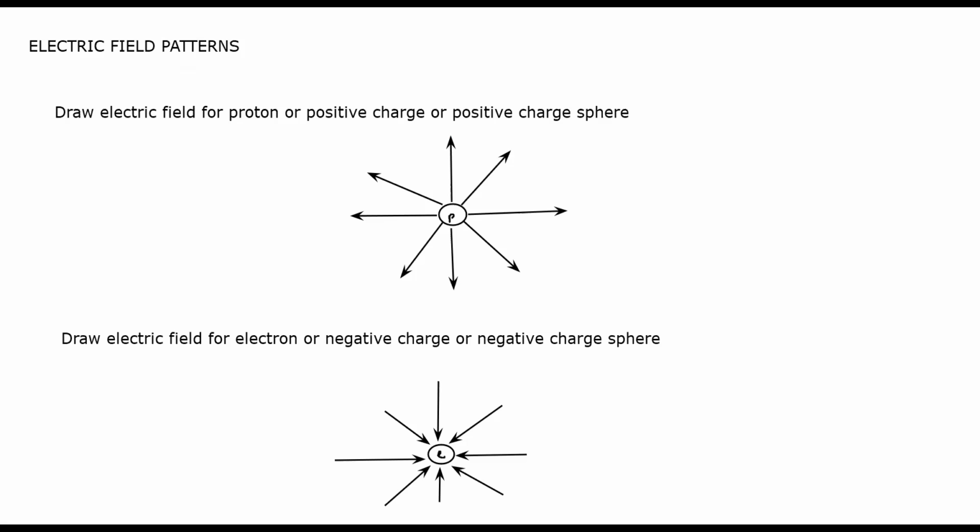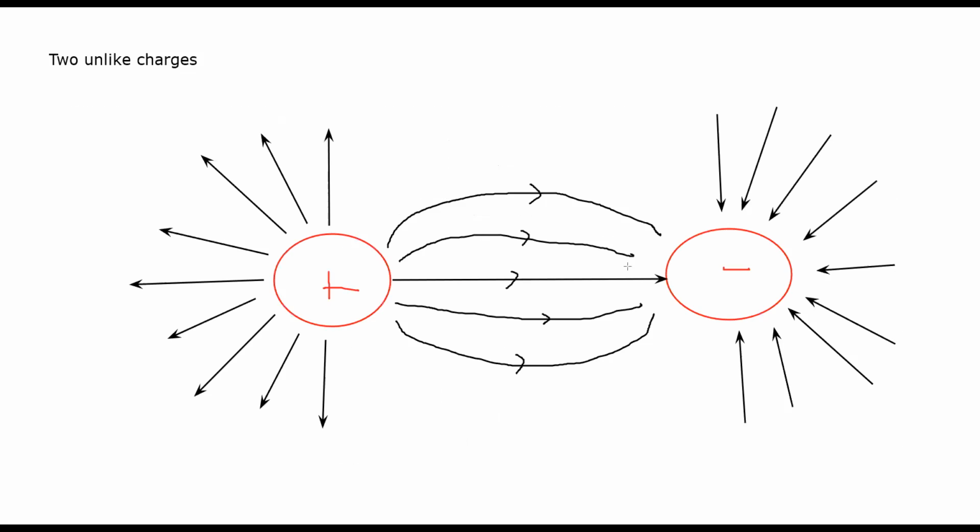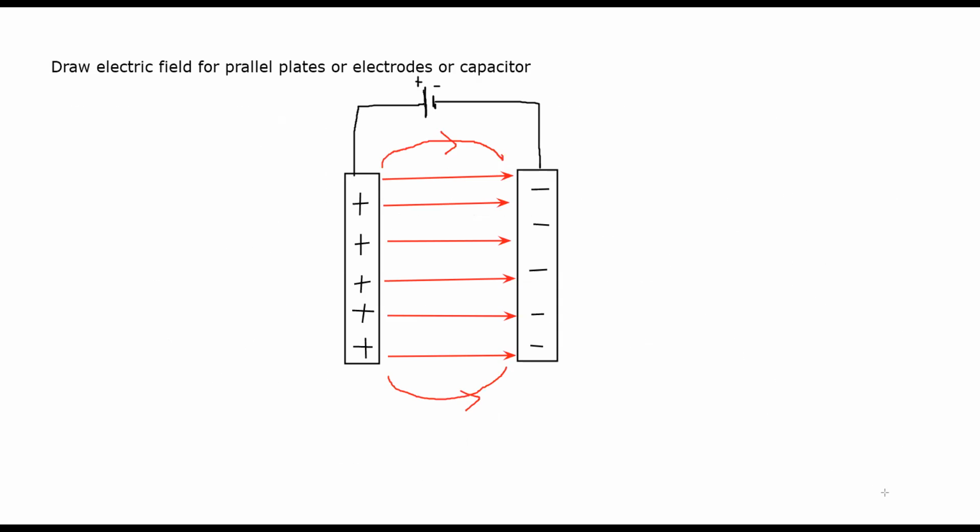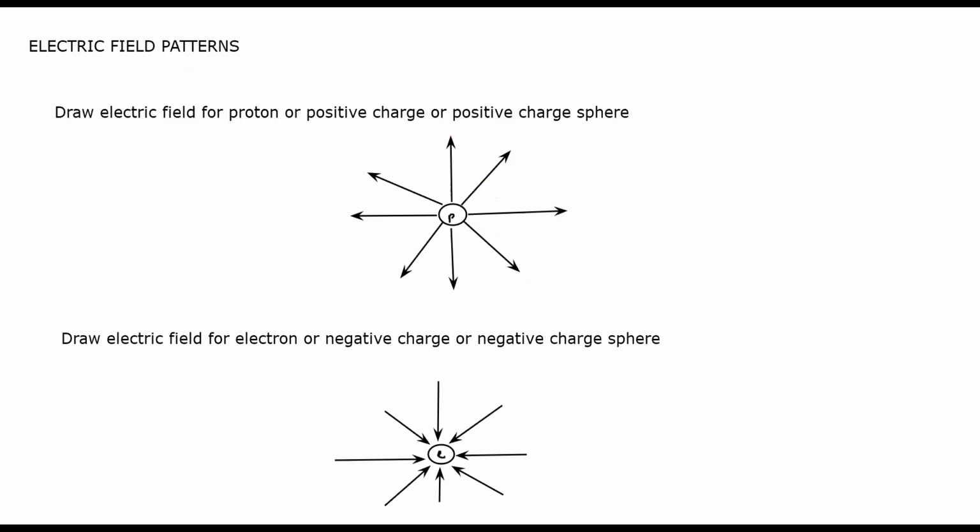Sir, there is no fixed pattern for it? No, there's a fixed pattern for positive. We drew from positive to negative. This is the way you draw the electric field lines. This is a pattern which you have to practice. If there is a positive charge, it will point outward. If it's a negative charge, point inward. That applies to a negative charge or isolated negative charge.